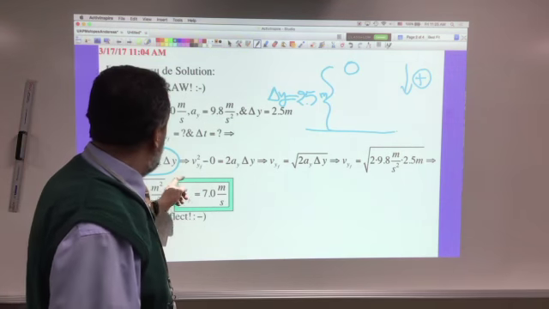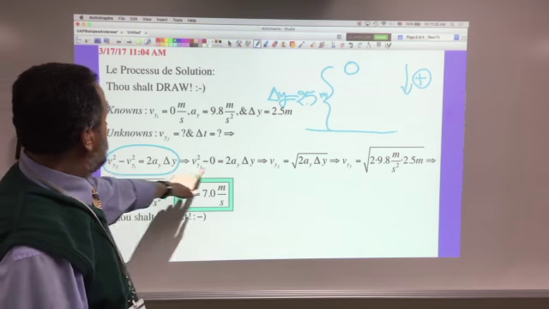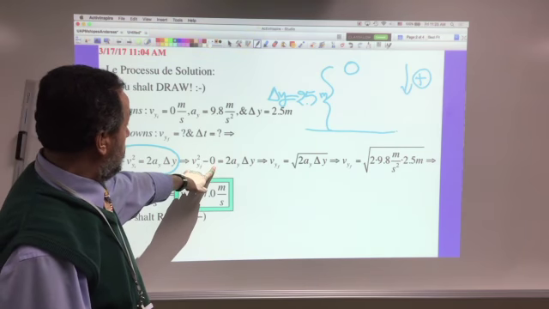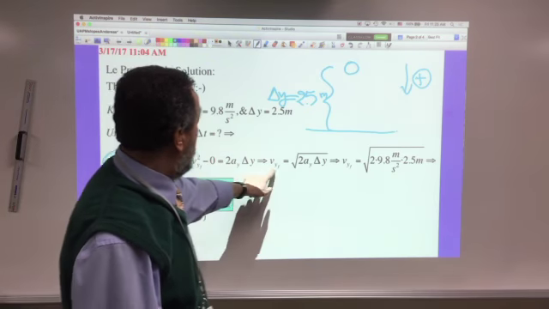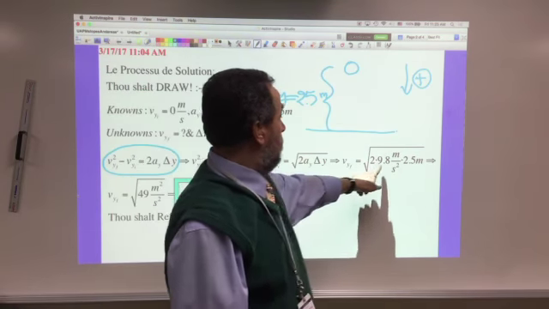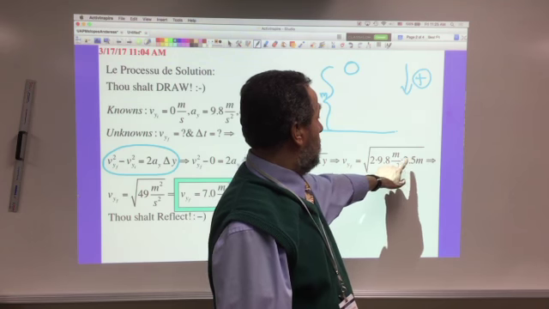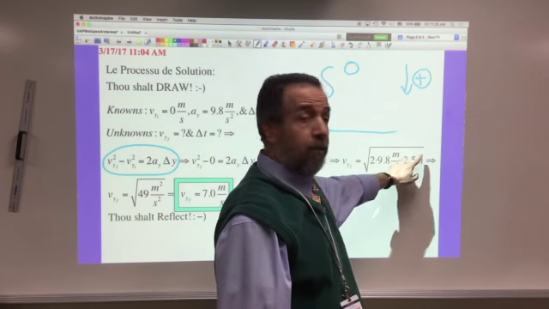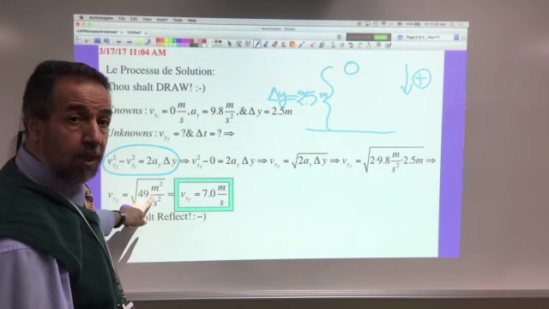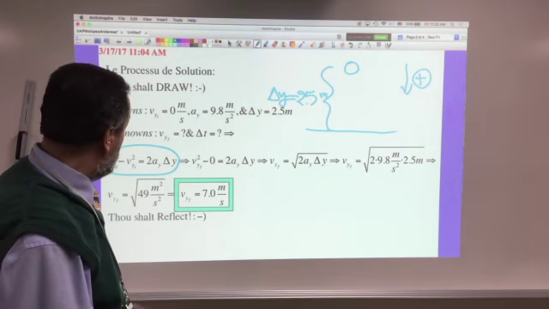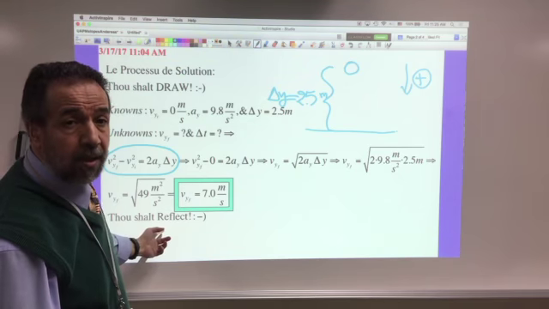Anyway, and then at that point you substitute. So I substituted 0 for Vyi, and then at this point I took the square root of both sides to end up with this, and then I plugged in the 2 times 9.8 times the 2.5. I never forget about my units. And then at that point I ended up with 49 meters squared per second squared. You got that. Thou shalt reflect. How?